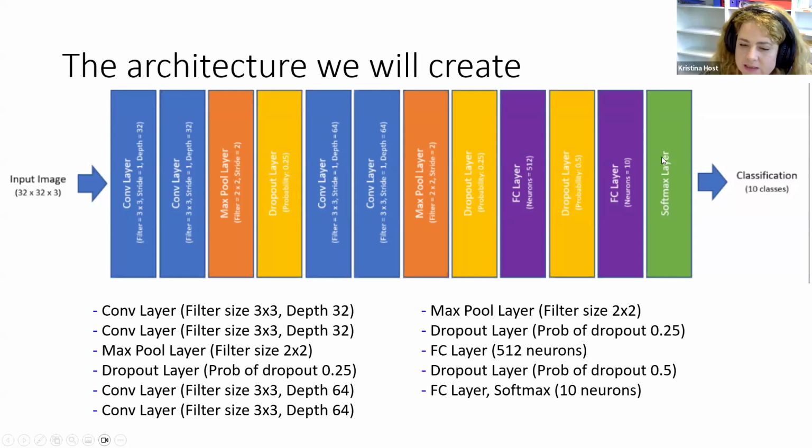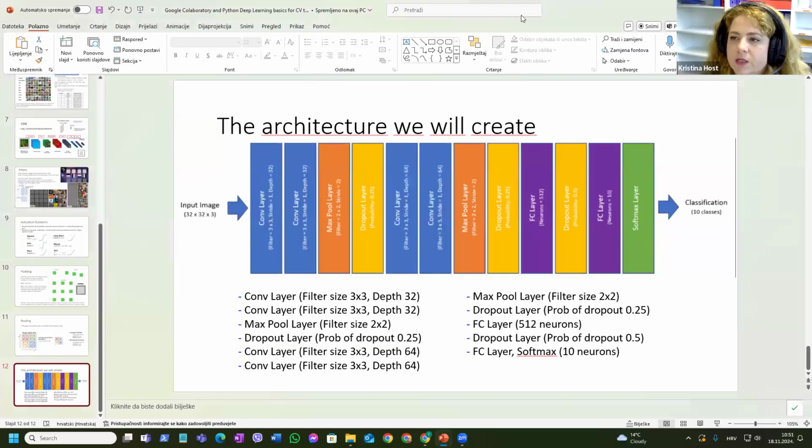Softmax is the activation function used for classification. Okay, so let's start. You can now go back to the script.